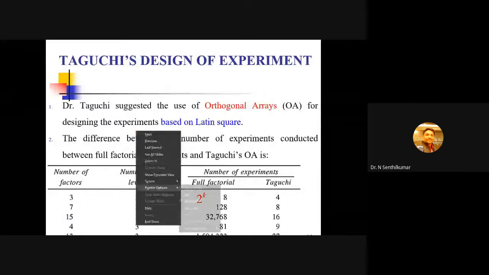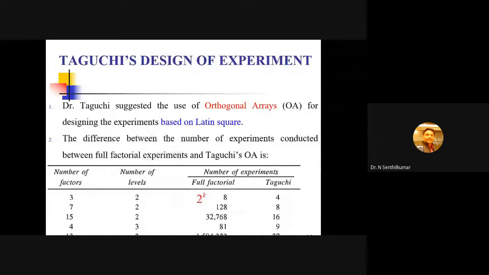So up to 15 you can see. So this is 2 power k. So the number of factors is 3 and the number of levels is 2. So 2 power 3, which is equal to 8. So that we have obtained.